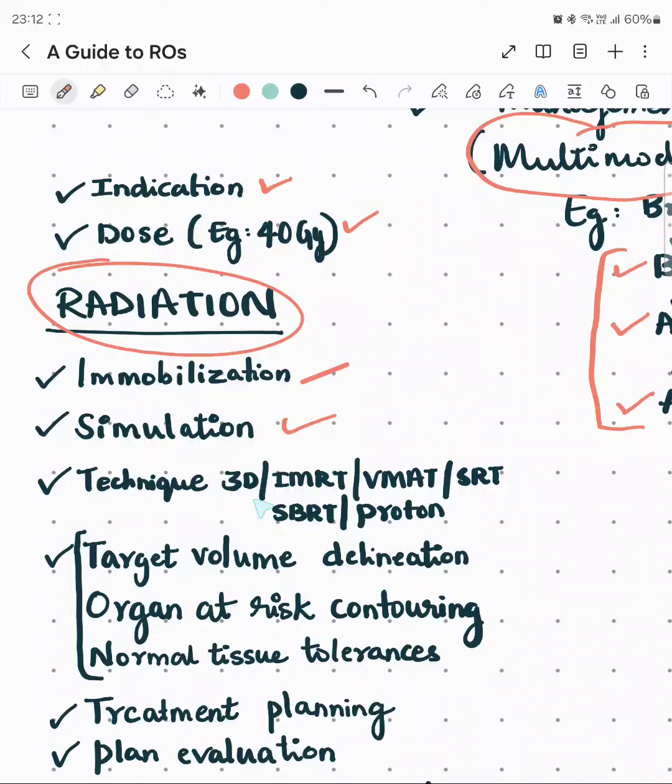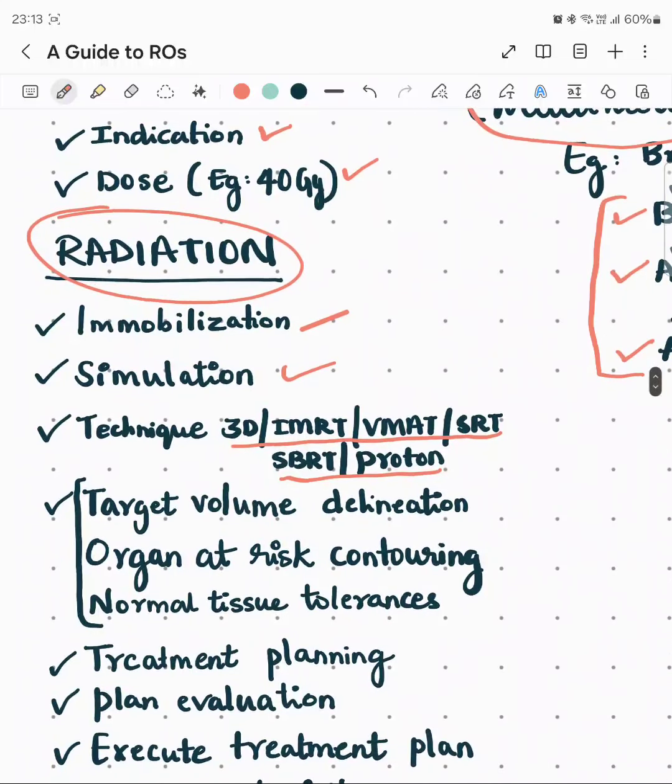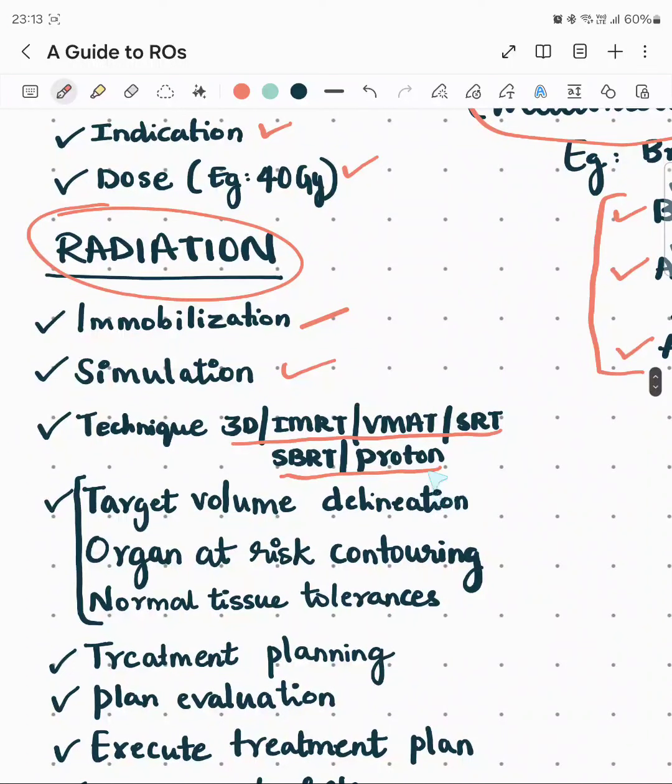The technique, that is 3D, IMRT, VMAT, SRT, SBRT, and protons. Whatever technique that you are using, you have to ascertain that. Treatment target volume delineation, organ at risk contouring, normal tissue tolerances, all of these you will learn eventually. This is not required at the initial stages, but you just need to know this is the workflow that happens.